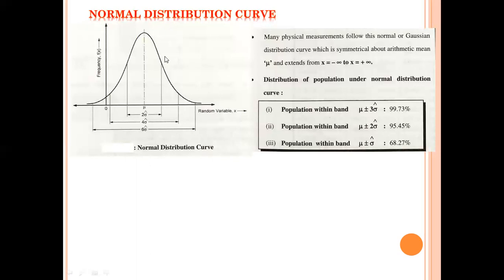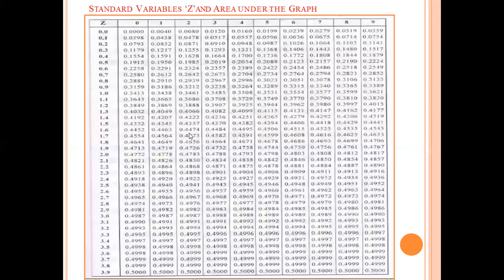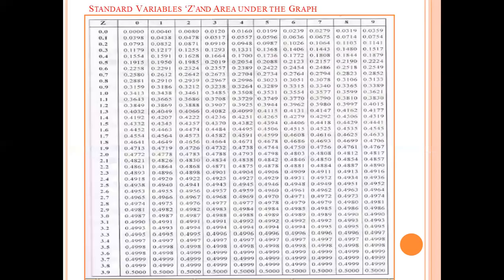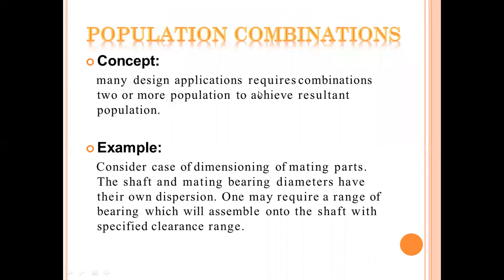So here this curve is a normal distribution curve, but whenever we draw the standard normal distribution curve, this mu will be replaced by another parameter, positive x and negative x will be positive z and negative z, and frequency f of x will be replaced by f of z. That curve is called a standard normal distribution curve. At that time, we have to consider the values of z.